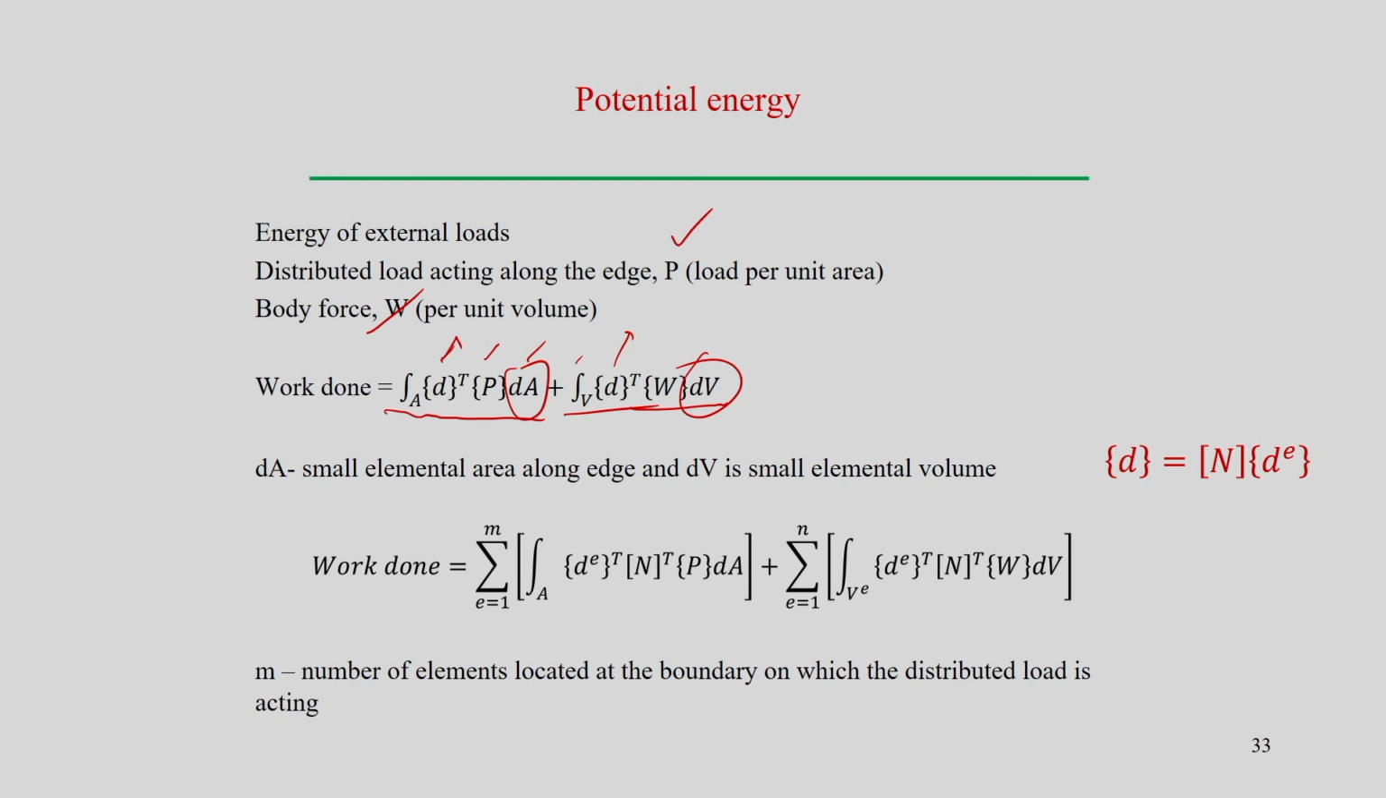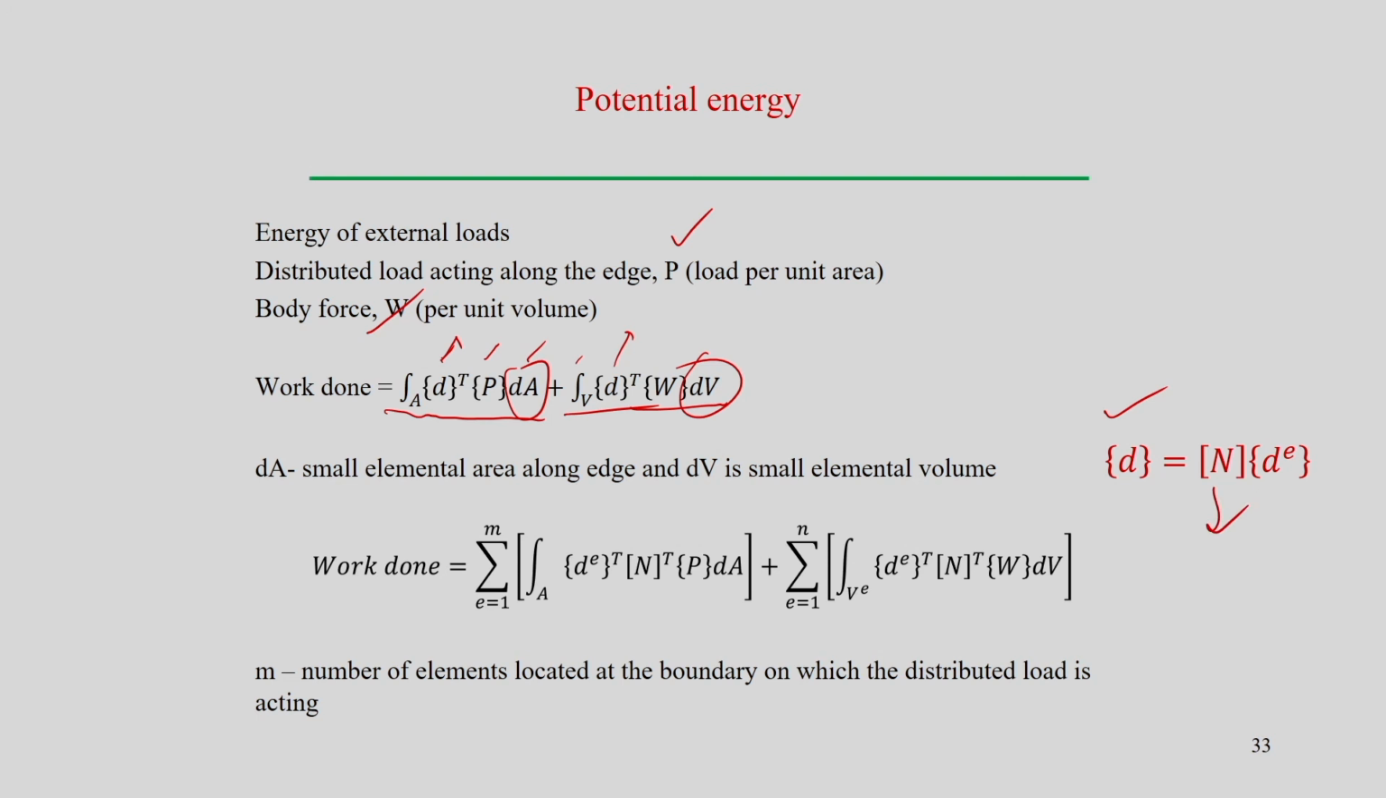Now, dA is the small elemental area along the edge, because the distributed load acts not on the whole body, only along the edge. In a two dimensional case, it must be acting along the edge. So, it is over the surface area for the distributed load, but dV is the small elemental volume, because the body force is acting throughout the volume. Accordingly you have to consider this, and we know the displacement field D relates to the elemental displacement values in terms of the shape function matrix N.